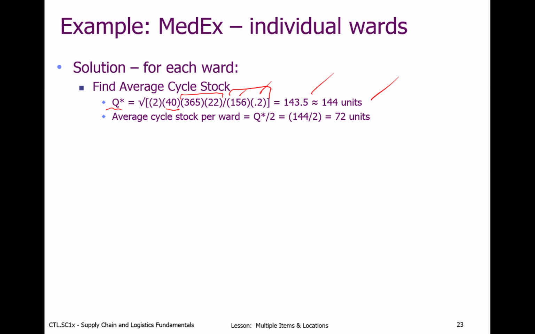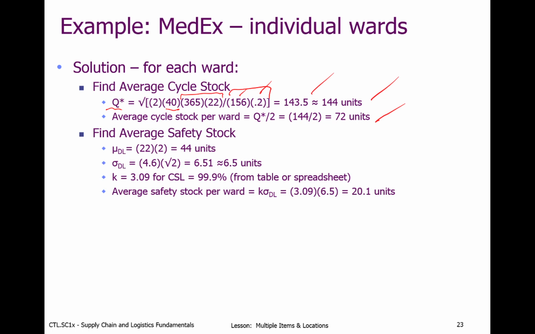So your numbers, if you do this at home, might be slightly different from mine due to the rounding you make and the number of significant digits. So I will always tell you where I cut off for the significant digits, just to make sure that your numbers come out close to what mine do. So then, to get the average cycle stock, we just divide that by 2, right? Q over 2 gives me 72 units.